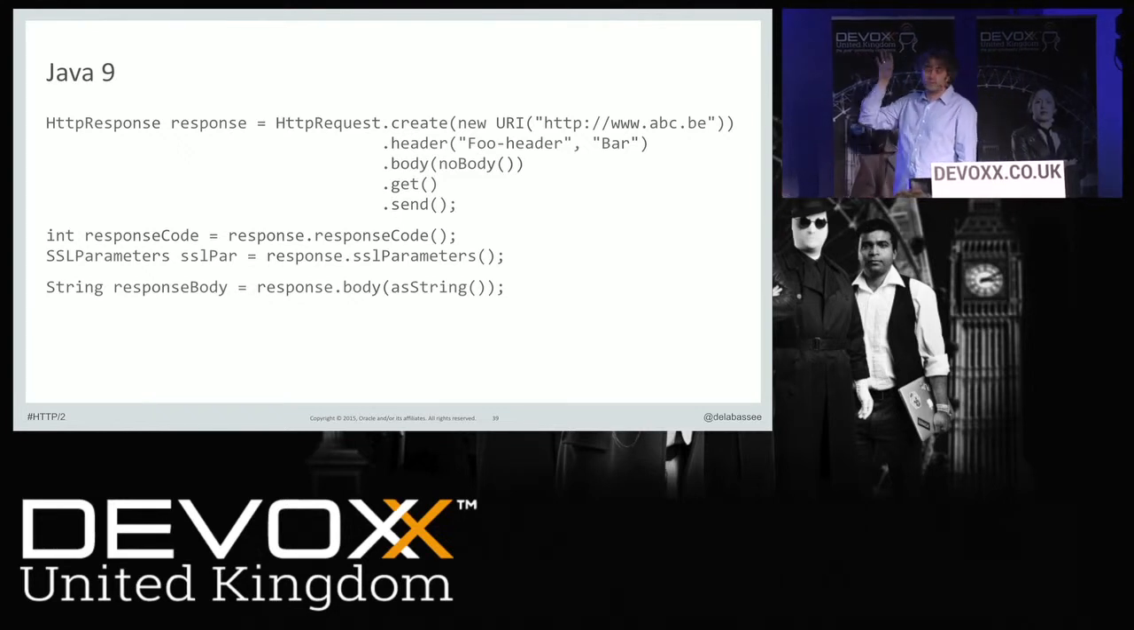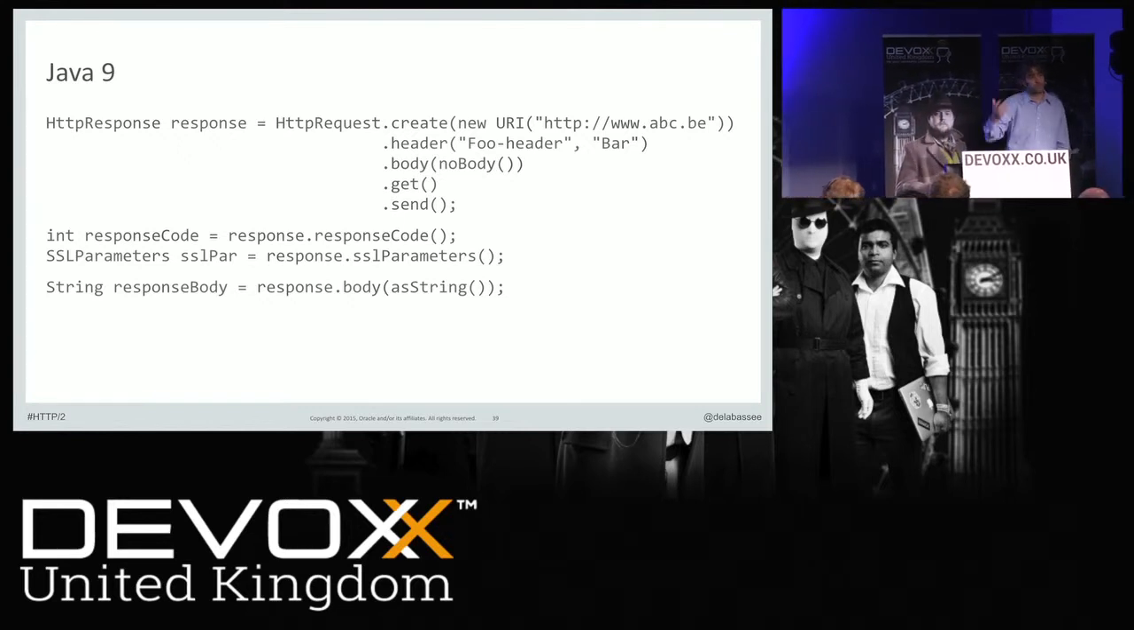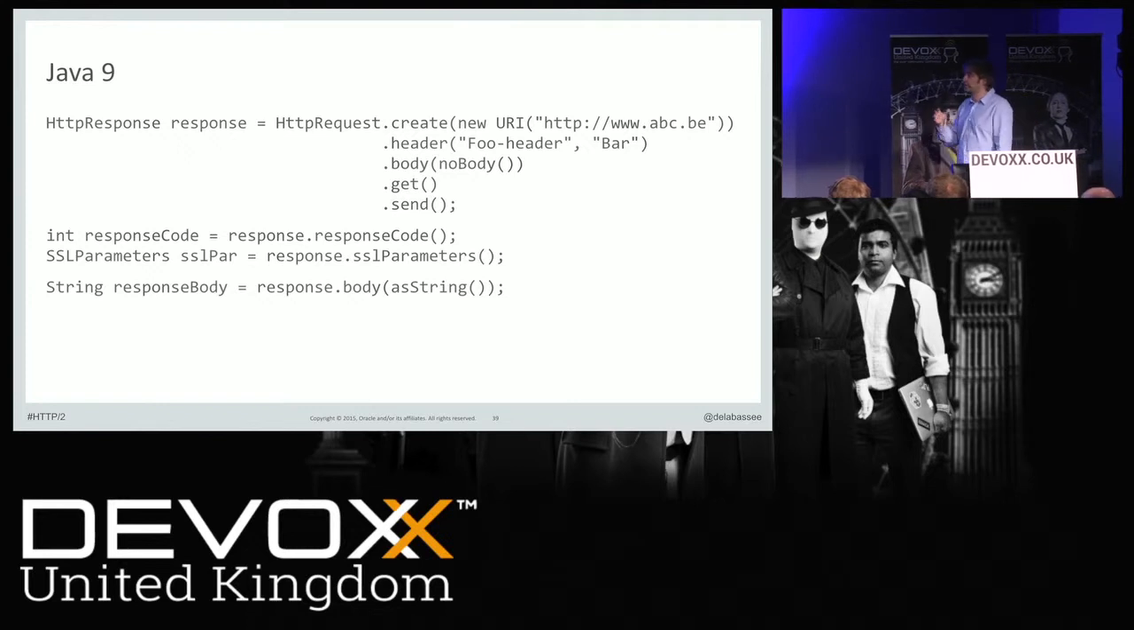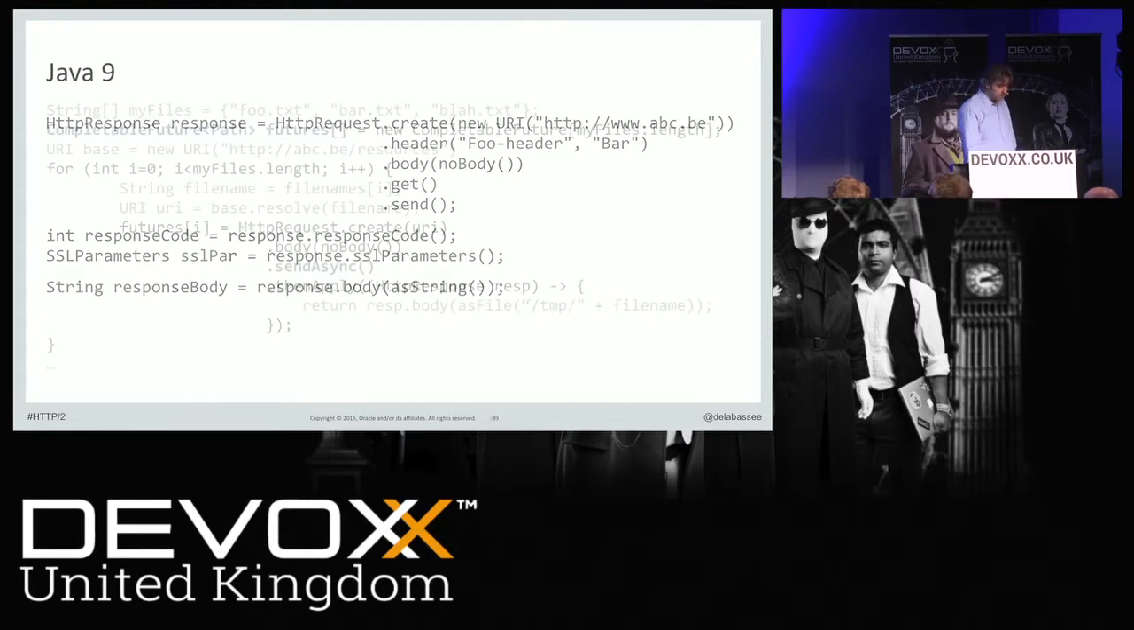From a developer point of view, the fact that it's based on HTTP 1.1 or HTTP 2 doesn't change anything. You still have that notion of HTTP headers and so on. So it's fairly transparent. In this case, I'm using the send method, so this is a blocking call.